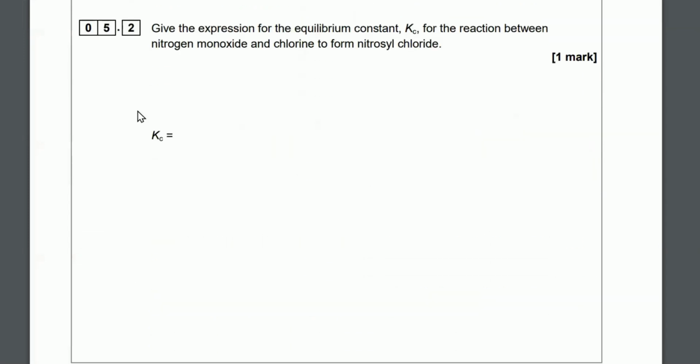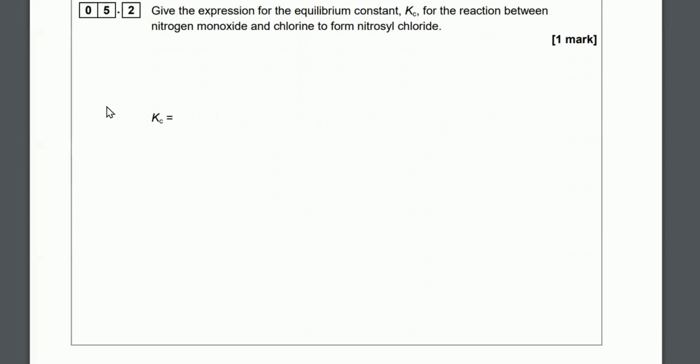Let's zing on down to 5.2. Give the expression for the equilibrium constant Kc for the reaction between nitrogen monoxide and chlorine to form nitrosyl chloride. Oh my days, I'm going to write the equation out again. This is just a quick 1 marker. We're just looking to write the expression for Kc in regards to the equation, so I need to put the equation down again.